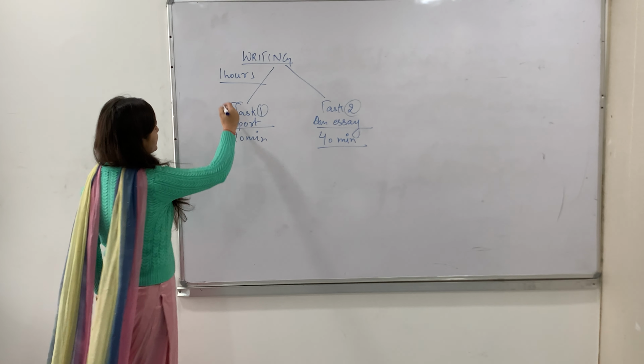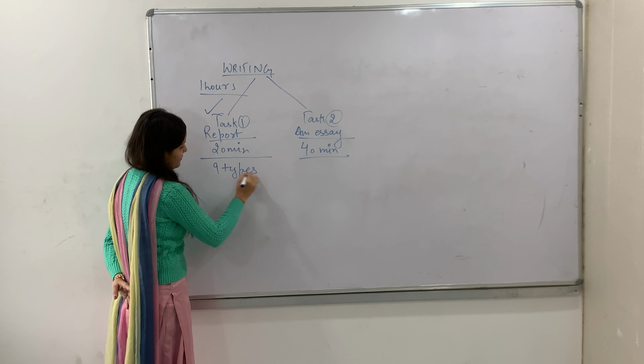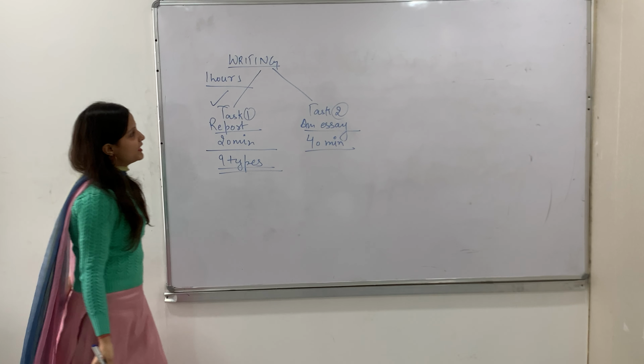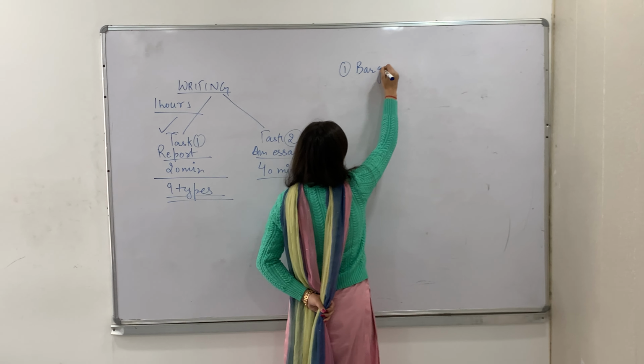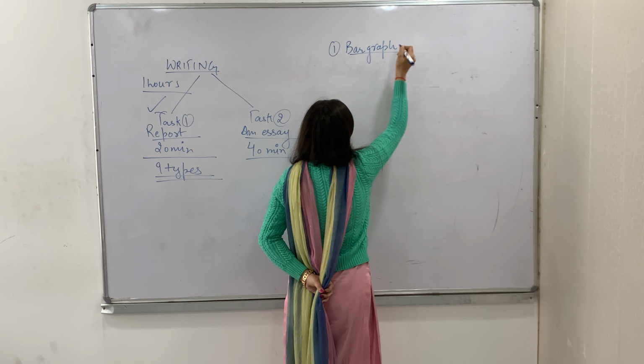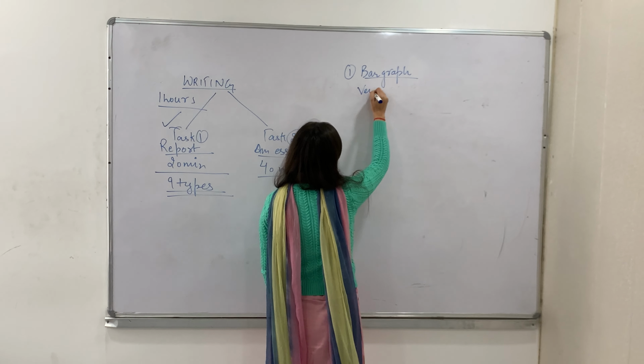Then talking about task 1. Task 1 consists of 9 types. Let me explain about the types. First type is bar graph. A bar graph is divided into two categories. First is vertical bar graph.